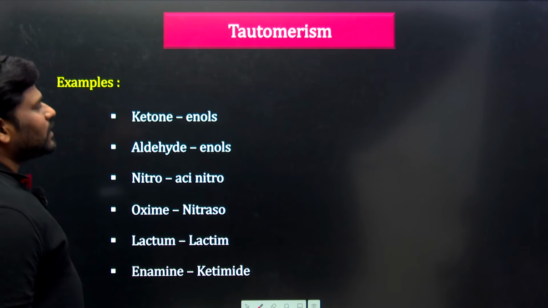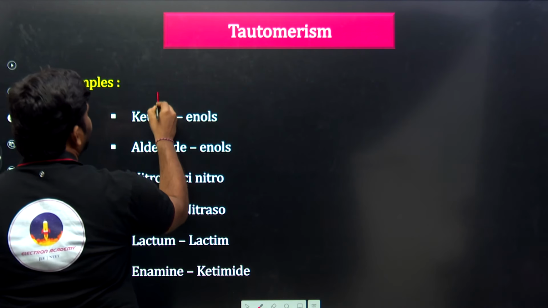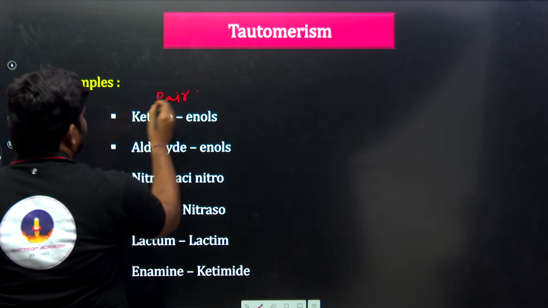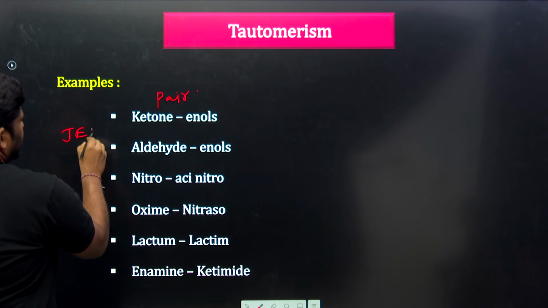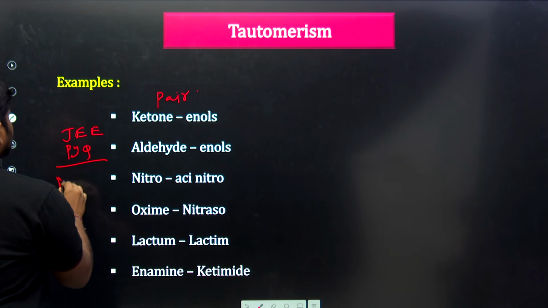Right. So what are the examples, sir? What pairs? Tautomeric pairs. We will definitely expect one. It has been given many times in JEE as well as NEET.